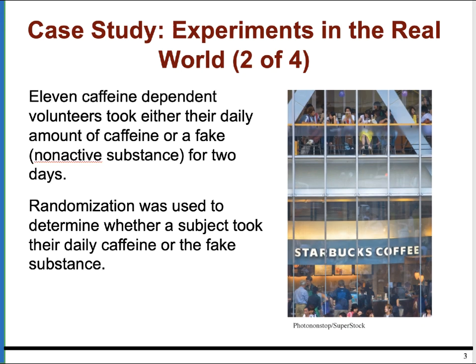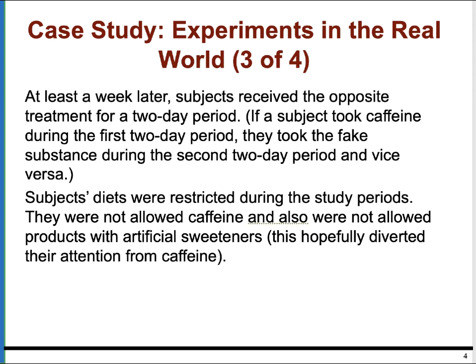So they took 11 caffeine dependent volunteers and they had them take either their daily amount of caffeine or a fake non-active substance for 2 days. They used randomization to determine whether a subject took their daily caffeine or the fake substance. At least a week later, the subjects received the opposite treatment for a 2-day period. So if the subject had caffeine during the first period, they took the fake substance during the second period, or vice versa.